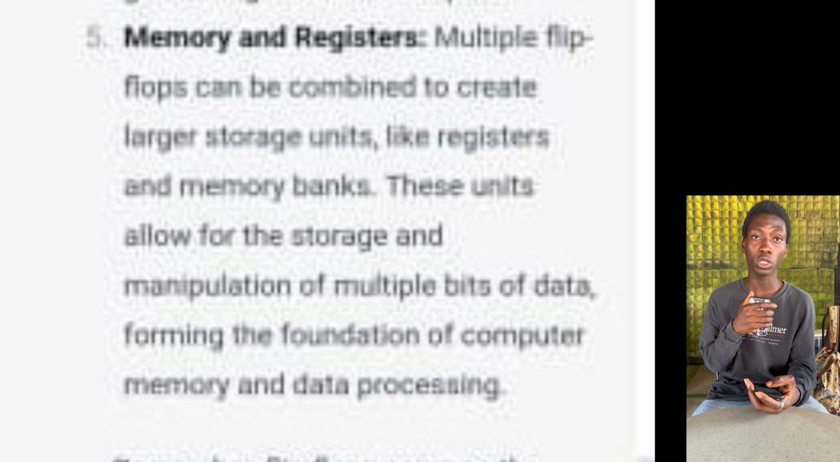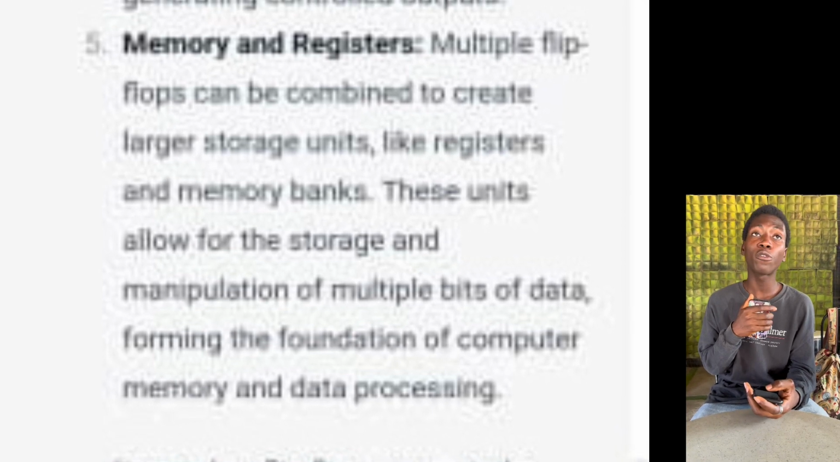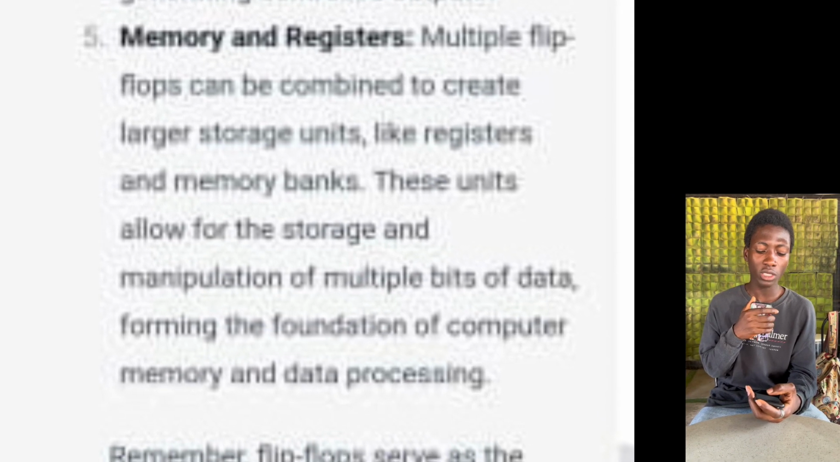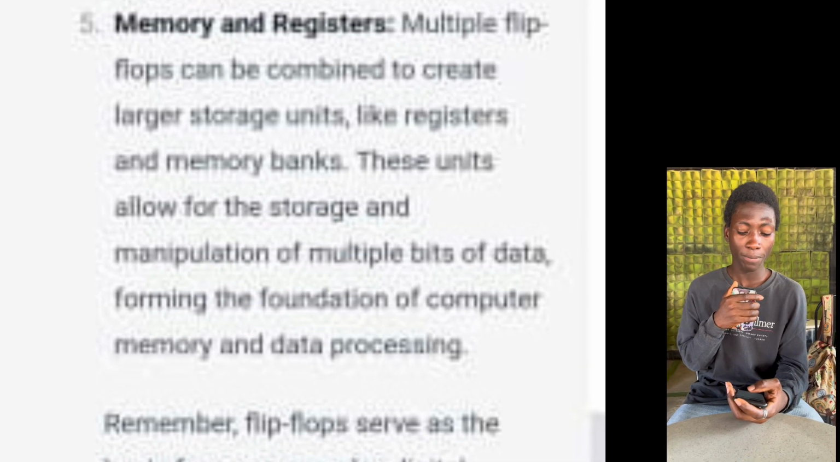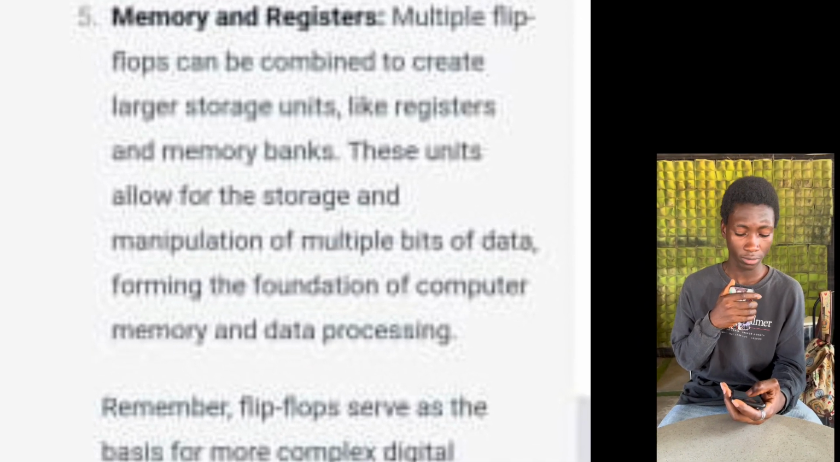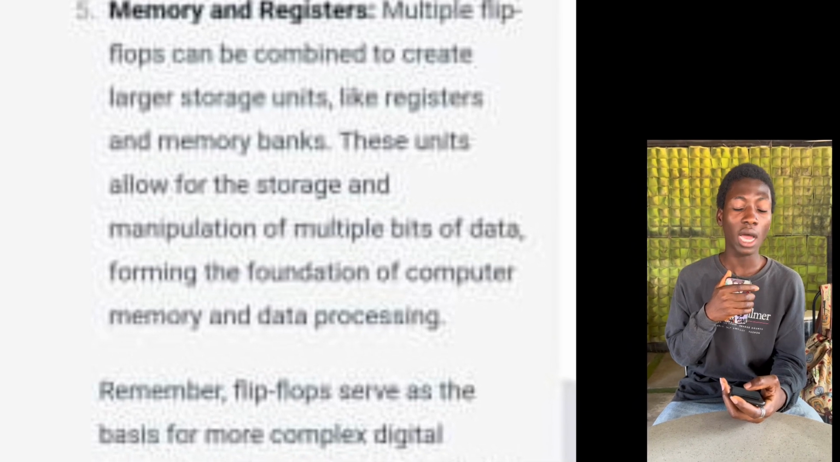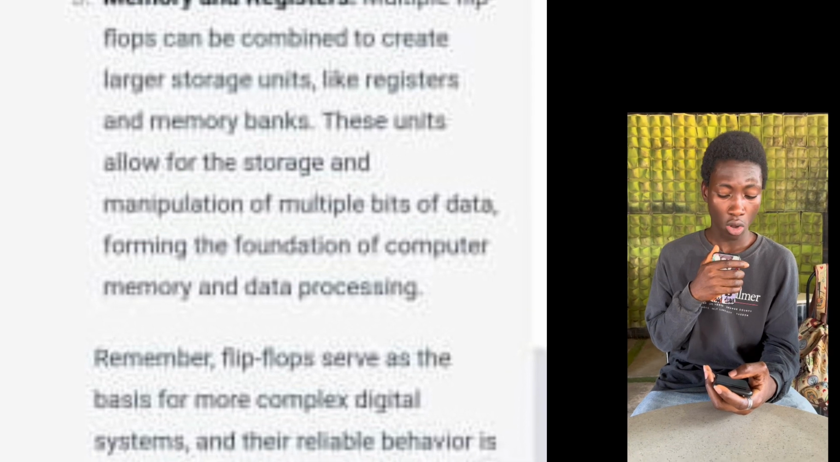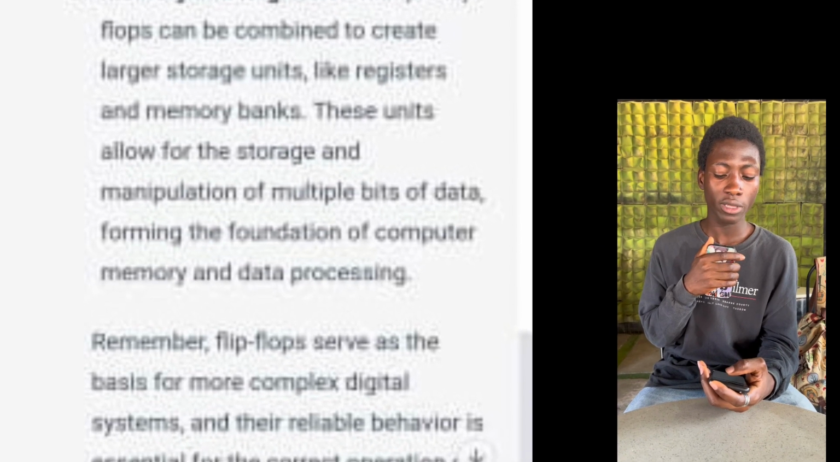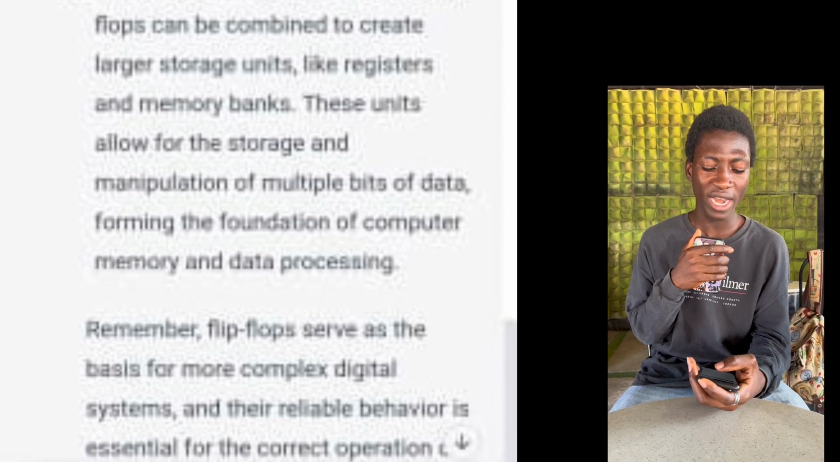Memory and registers as point 5. Multiple flip-flops can be combined to create large storage units like registers and memory banks. These units allow for the storage and manipulation of multiple bits of data, forming the foundation of computer memory and data processing.